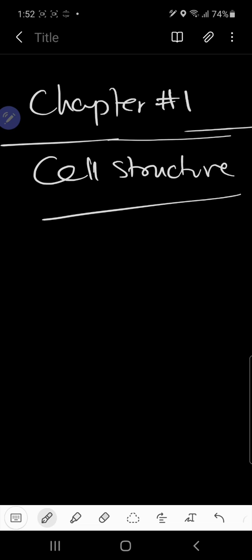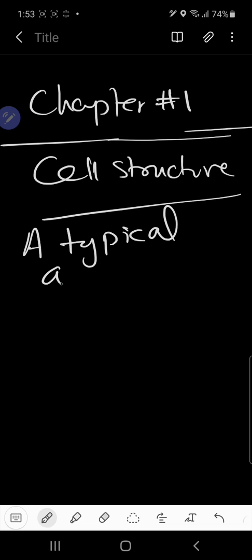So in the last video we defined what a cell was, and we learned about the two types of microscopes, the light microscope and the electron microscope. So today we are going to see the cell structure. At first we are going to see the structure of a typical animal cell, then we are going to look at the typical plant cell. So let's see the structure of a typical animal cell.